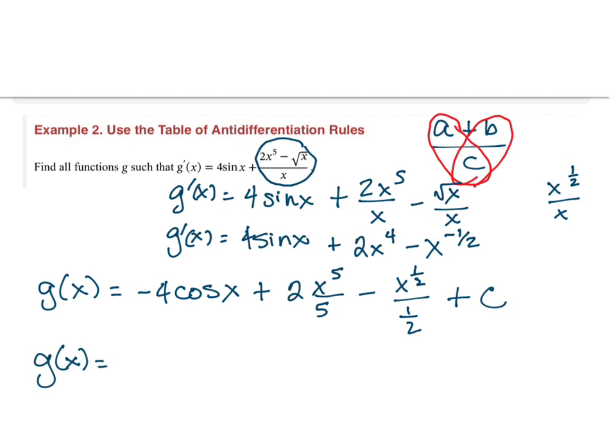All right, so g of x, I like the first term. Negative 4 cosine x. That one's fine with me. The second one I would call 2/5 x to the 5th.